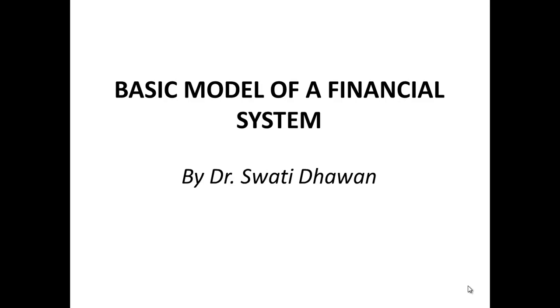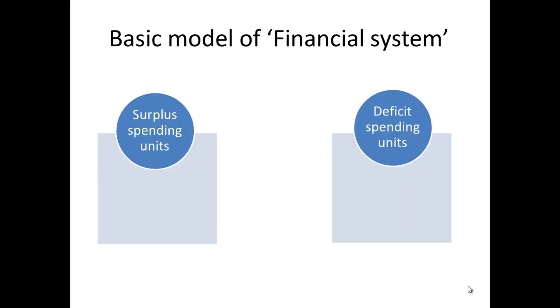So let's begin by looking at the two types of units that shall constitute any financial system's basic model. So here we have surplus spending units on the left hand side and then we have the deficit spending units on the right hand side.